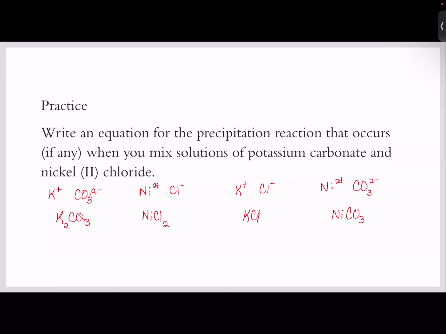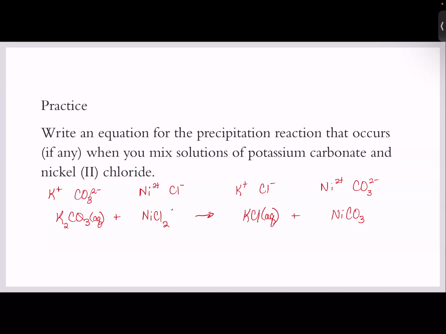Now, we're going to use the solubility rules to determine whether they are soluble or insoluble. Potassium carbonate is going to be aqueous because of rule number 1. Potassium chloride is going to be aqueous because of rule number 1. Rule number 1 says any group 1 metal or ammonium is going to be aqueous.